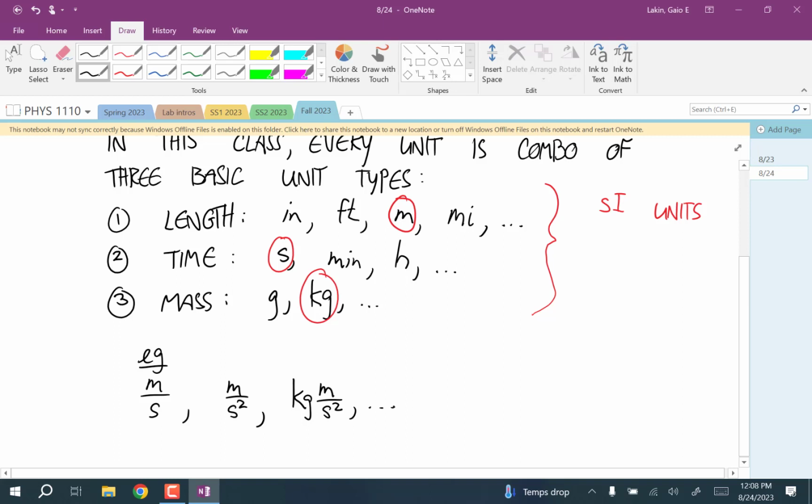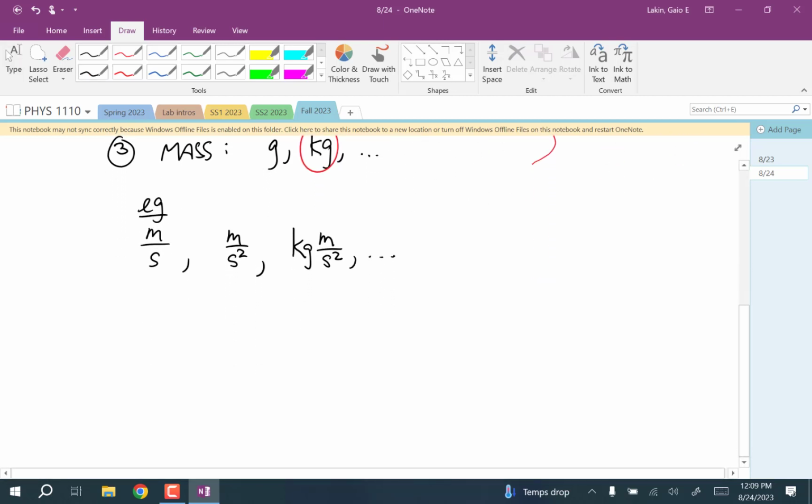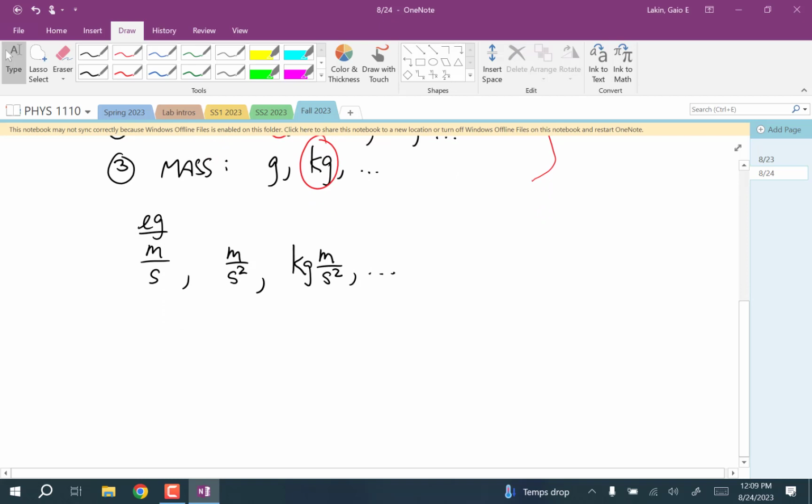And so you can see that all of these, even though they're measuring their own things, are made up of multiplying and dividing these 3 basic unit types. Okay? So one thing that we're going to often want to do is convert from one unit of a certain type to a different unit of the same type.